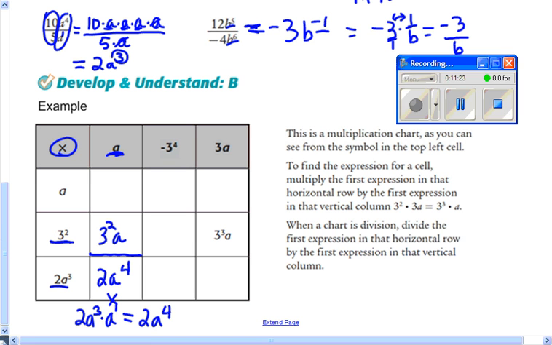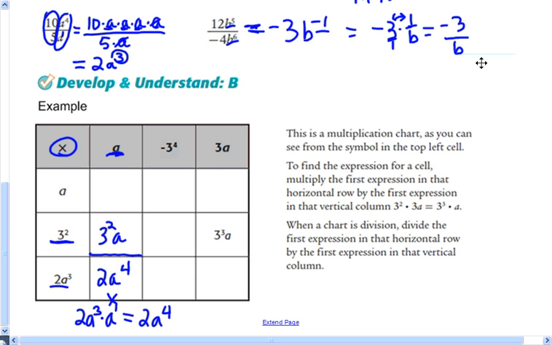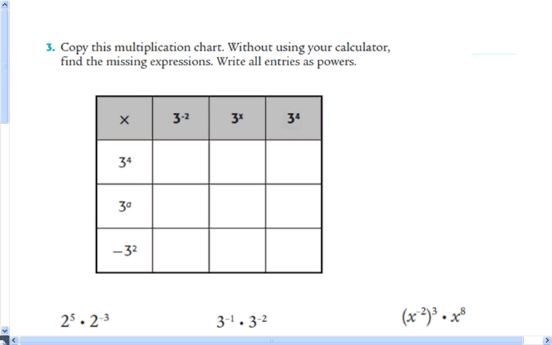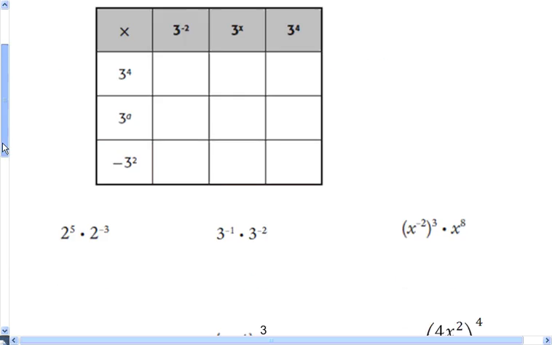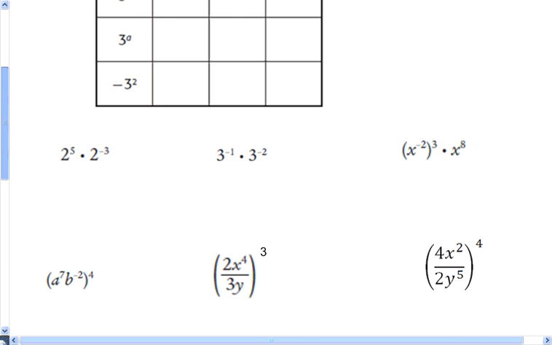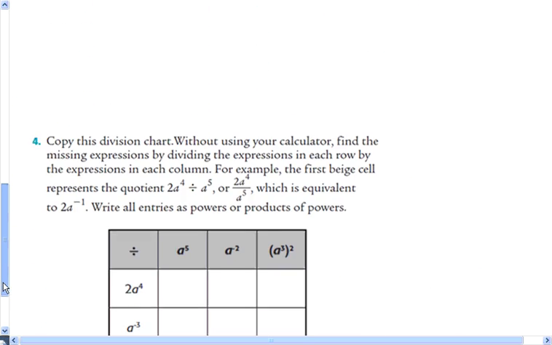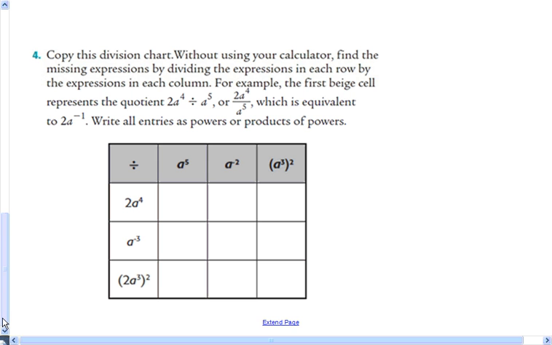All right, and one more example of a division table. I'll show you how to use that. Here we go. Again, we are going to divide the row, these numbers, by the columns, these numbers, to get the number in the cell. So for this first cell right here, in green, I'm going to take 2a to the 4th divided by a to the 5th. Now, I've got a little room to work over here, so I'm going to put that over there.